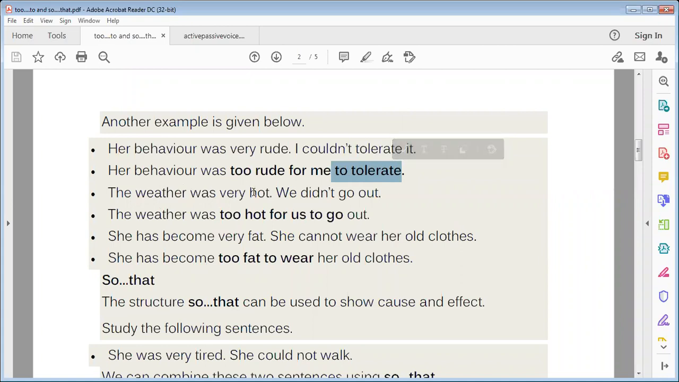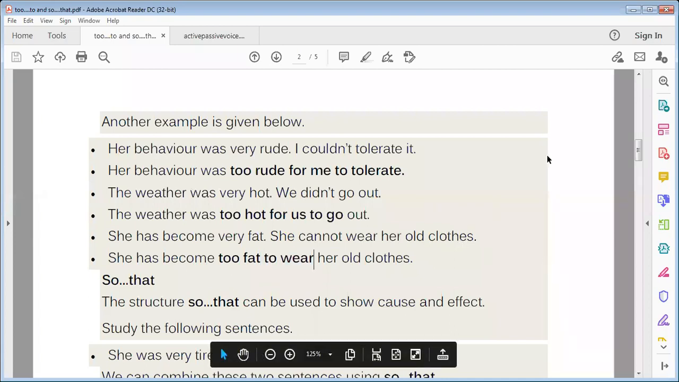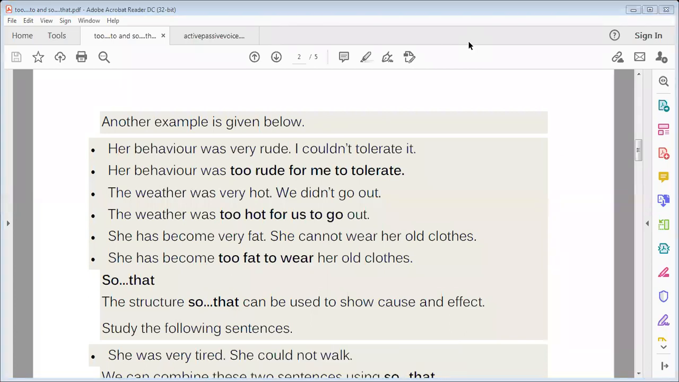The weather was very hot. We didn't go out. The weather was too hot for us to go out. She has become very fat. She cannot wear her old clothes. She has become too fat. See, very fat becomes too fat. Immediately what you're going to write? The verb from the second sentence. To wear her old clothes. Have you understood how two sentences are written?